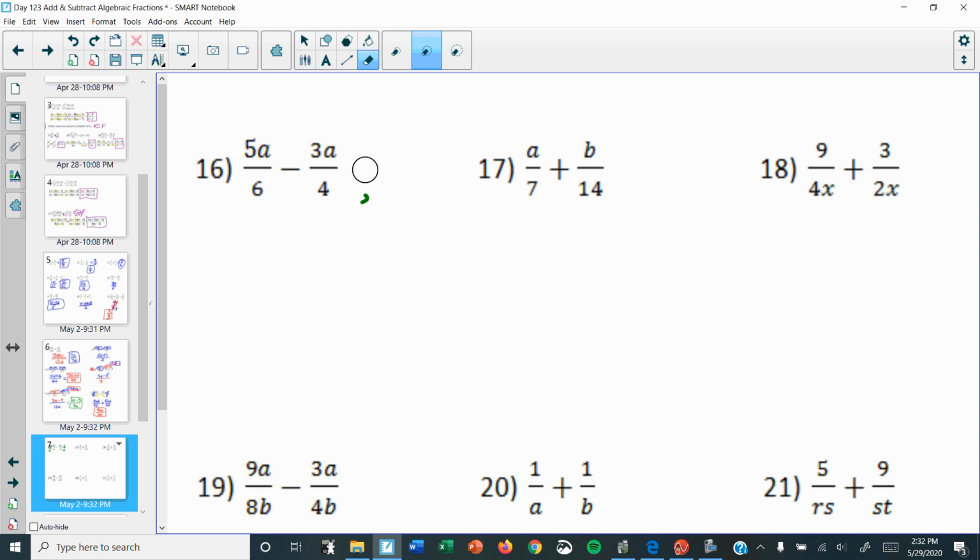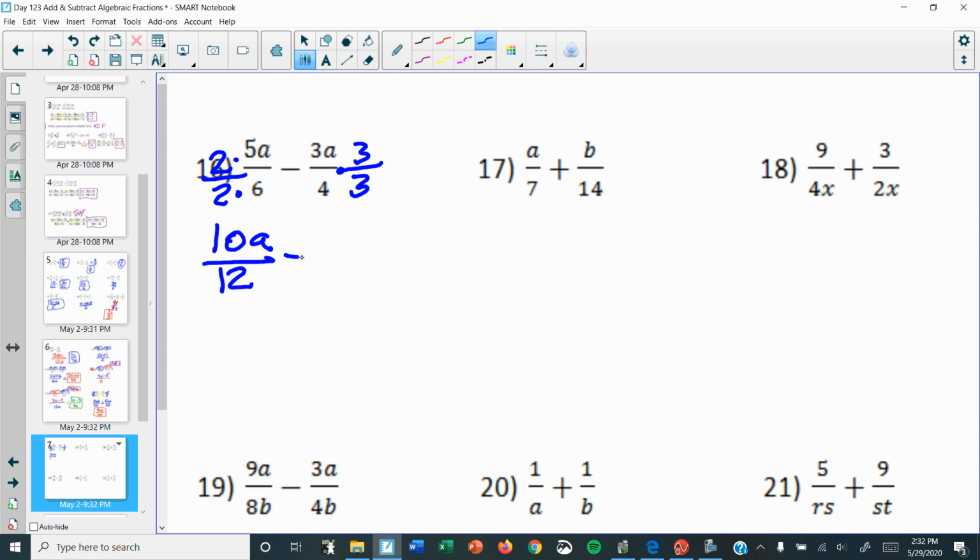So let's try to find the least common denominator. So what does 6 and 4 both go into? They both go into 12. So how do you make a 6 look like a 12? You multiply by 2. But whatever you do to the bottom, you better do to the top. How do you make a 4 look like a 12? You multiply by 3. But whatever you do to the bottom, do to the top. So on top, you get 10a over 12 minus 9a over 12.